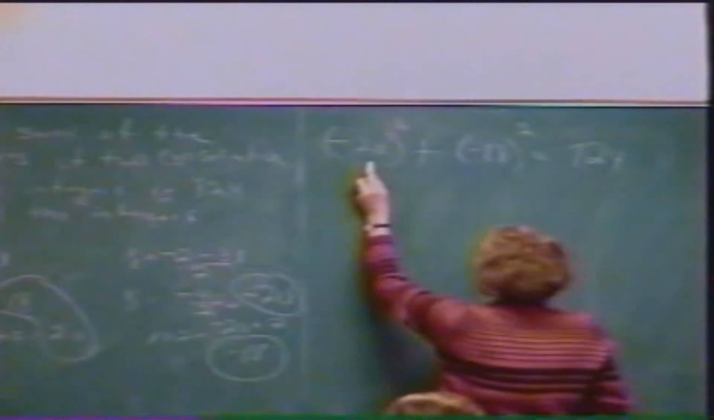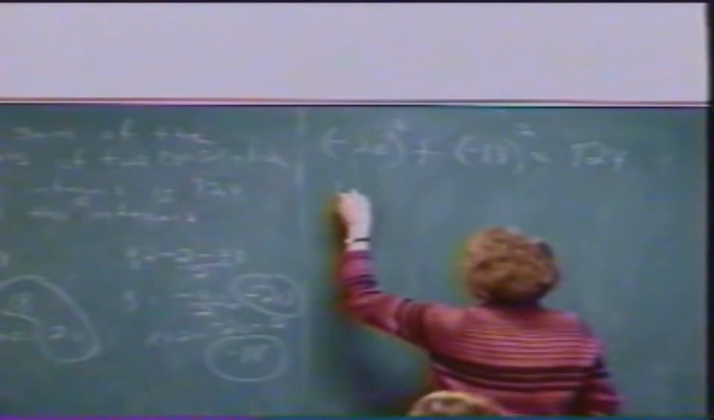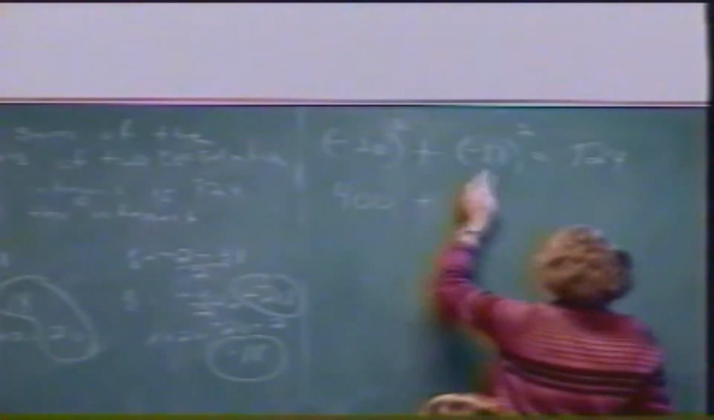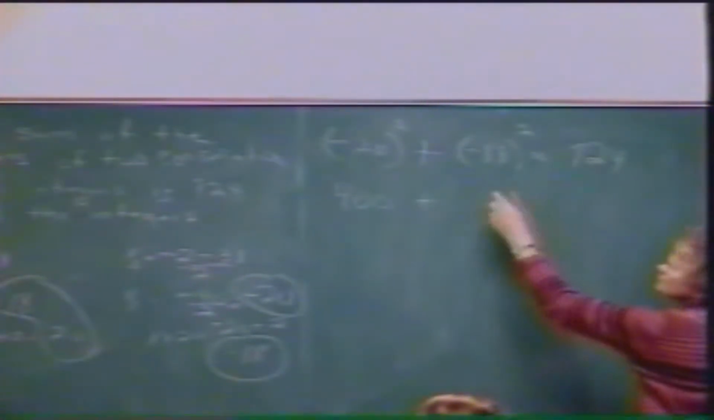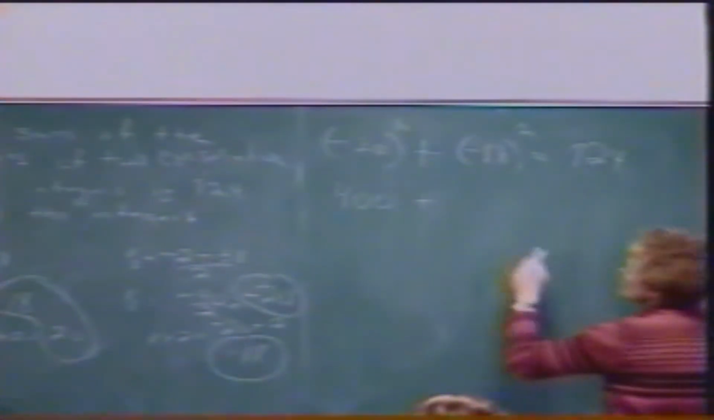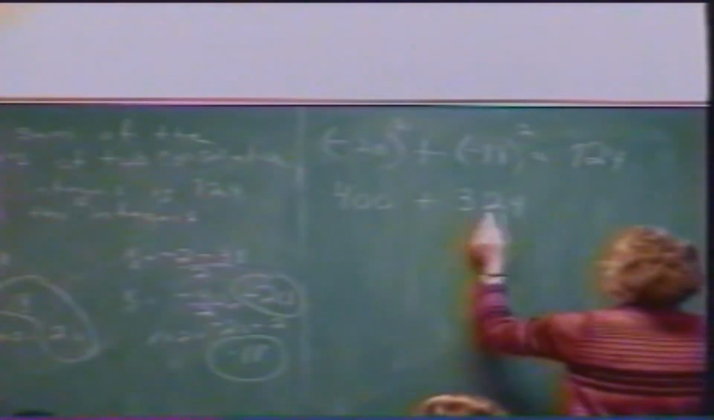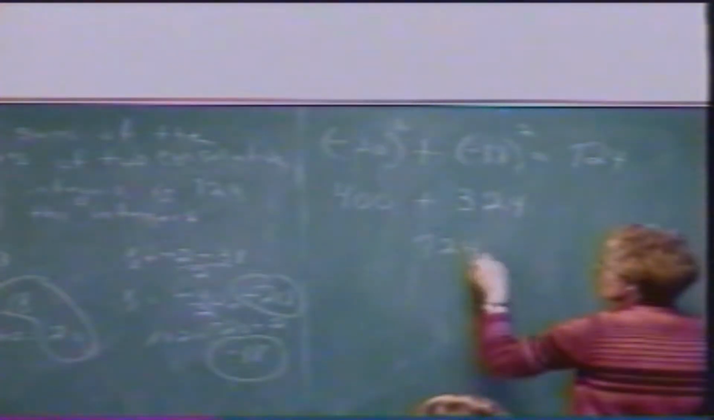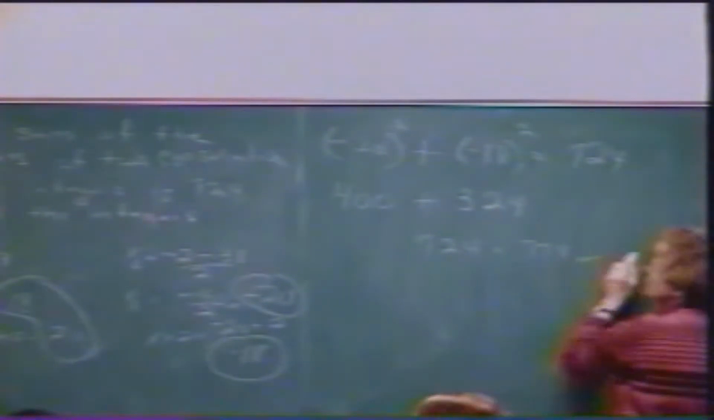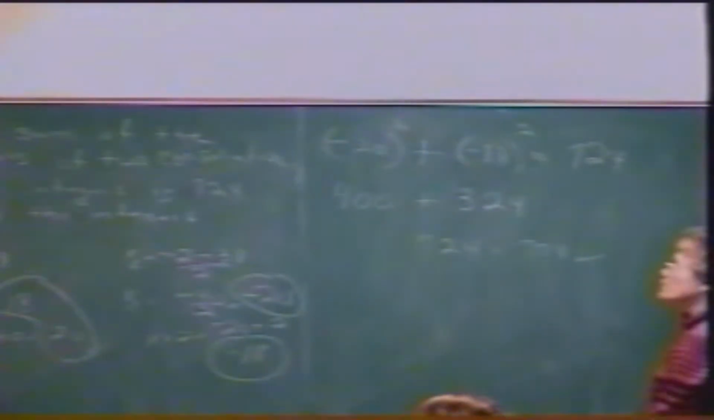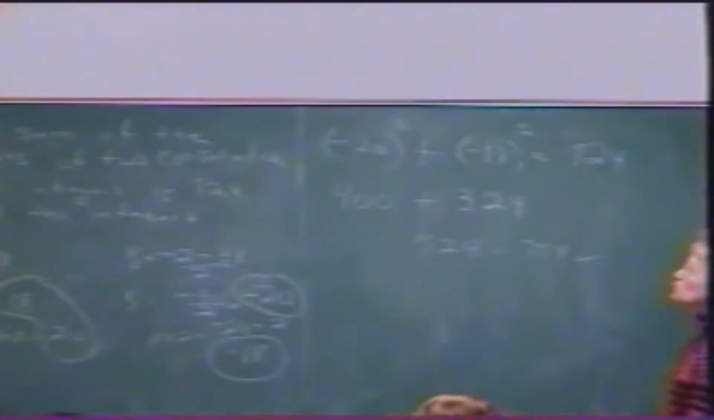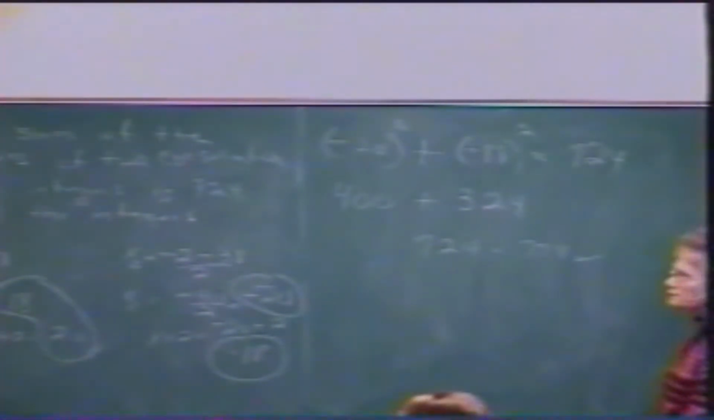What do you get if you square negative 20? 400. If you square negative 18, you get 324. And if you add 400 and 324, you get 724. So it does check. And the same thing would happen with the positive numbers. So it's easy to check these and see if your answers work.